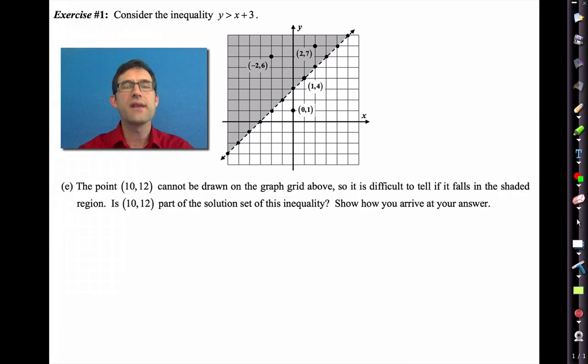Okay, so what we see in exercise 1 now is those points that we plotted. I had actually used -2, 6 in an earlier demonstration of one that worked. So letter E says the point 10, 12 cannot be drawn on the graph grid above, right? So 10, 12 is somewhere out here, so it's difficult to tell whether it falls in the shaded region or not. Is 10, 12 part of the solution set of this inequality? Show how you arrive at your answer. All right, so why don't you go ahead and figure out whether that point is part of the solution set.